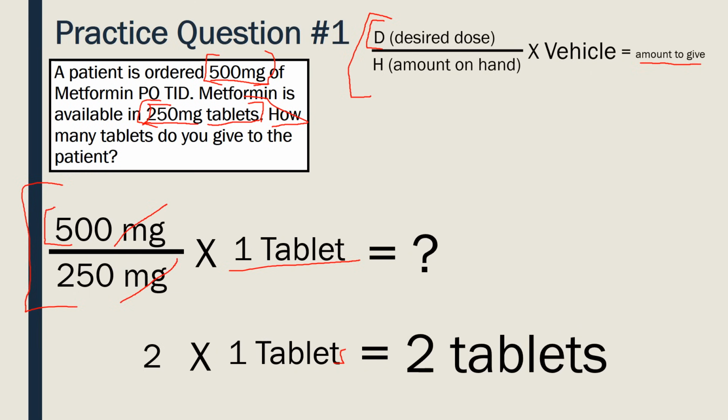And now let's double check this in order to make sure. We're going to multiply 2 tablets by what we have, our on hand, which is 250. So 2 times 250, and that adds up. It gives us our desired dose. That's how you back check it.